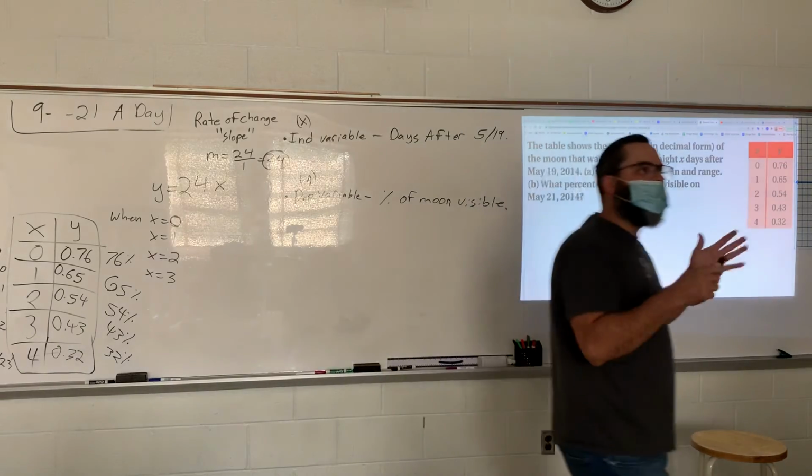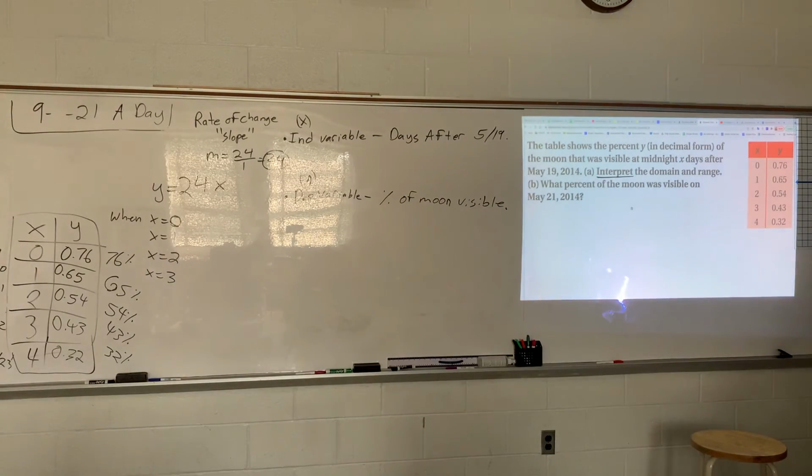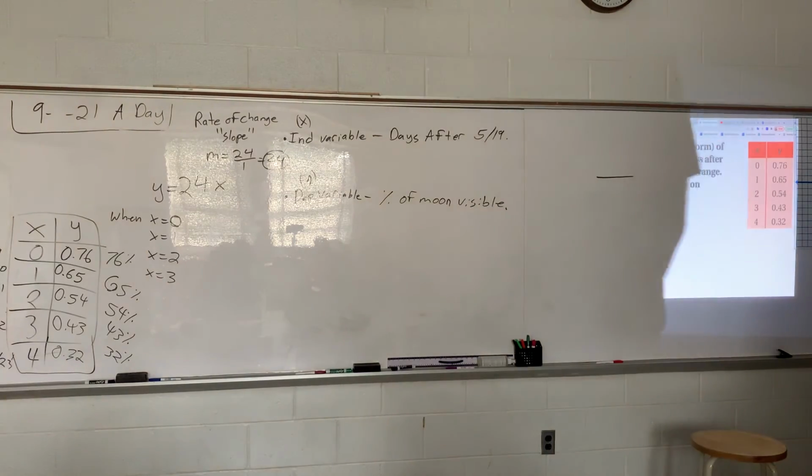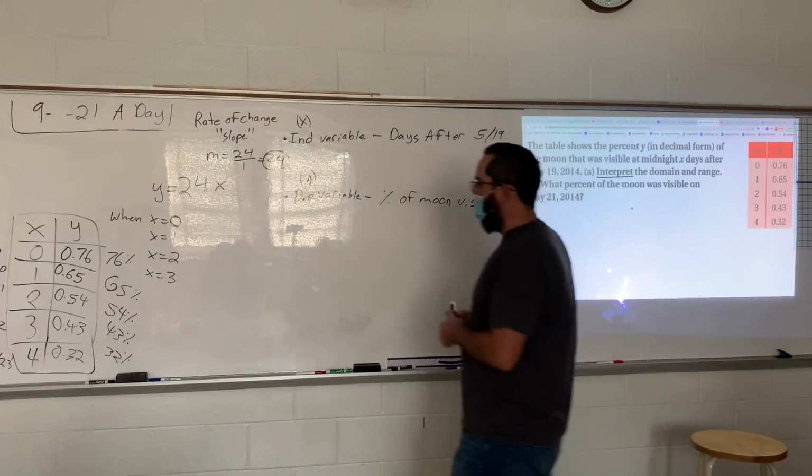So now we've dug deep into the domain and range. We understand what they mean. The table's not very clear about that. We talked about what each number represents. So now, what percent of the moon was visible on May 21st, 2014? Raise your hand. Tariq, go ahead. Good.